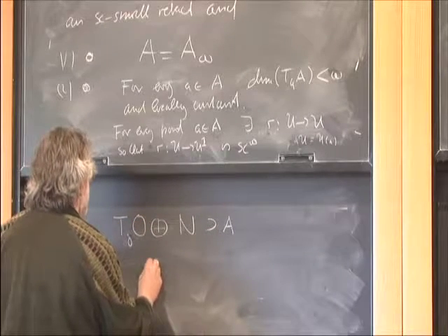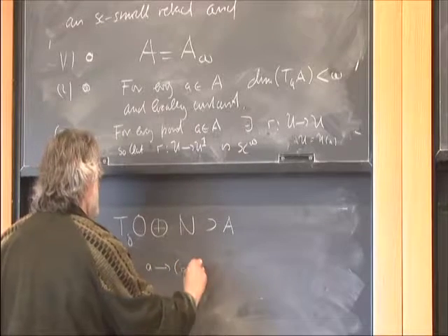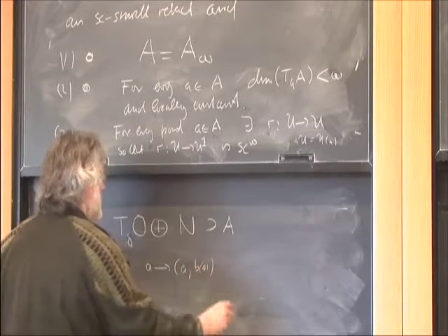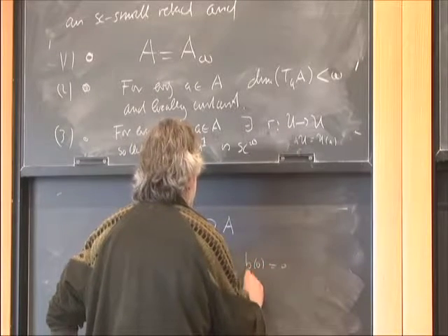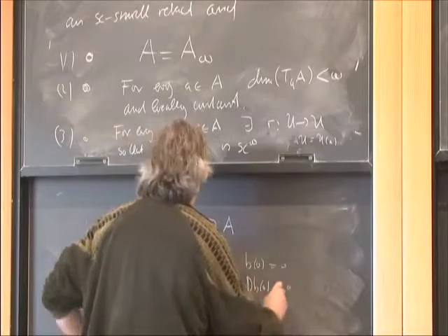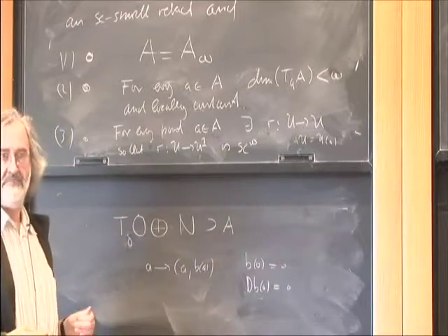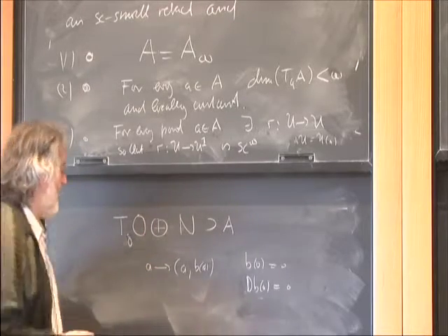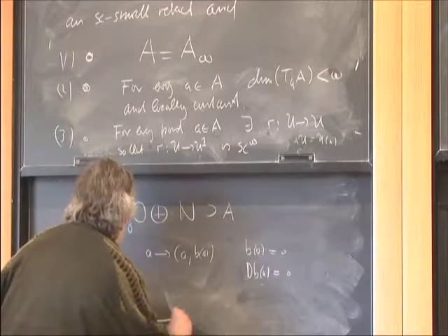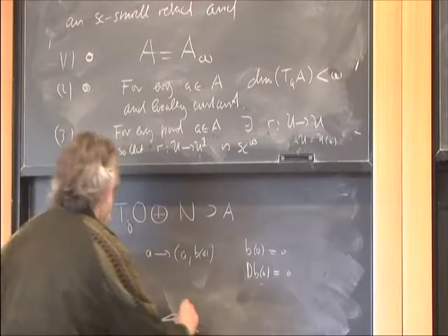So you can write it as A goes to A comma B of A, where B of 0 is 0 and dB of 0 is 0, and this is a smooth map, classically smooth, into any level. So A locally then, if this is a tangent space, looks like this as a graph.